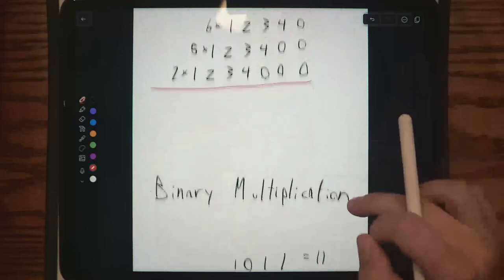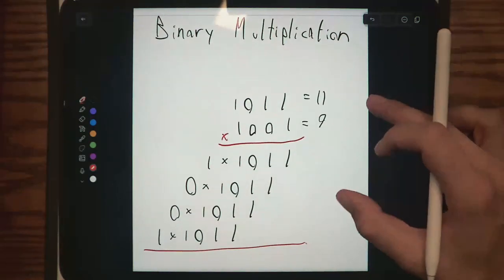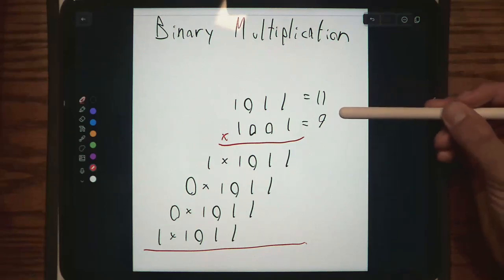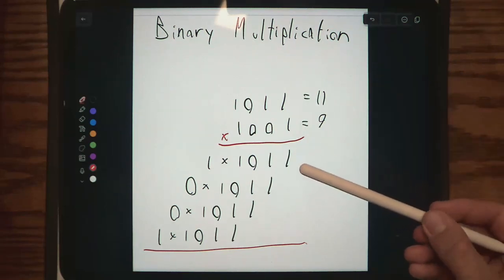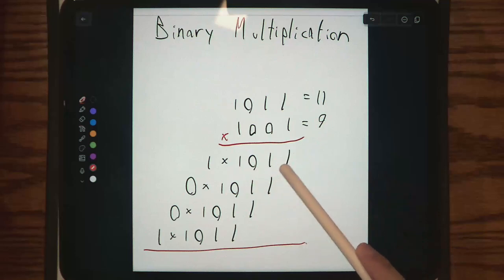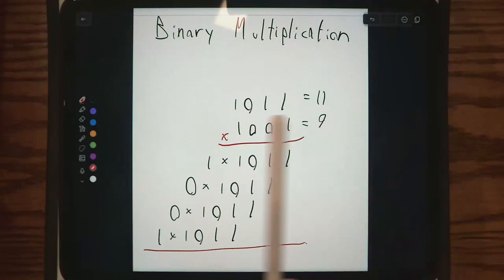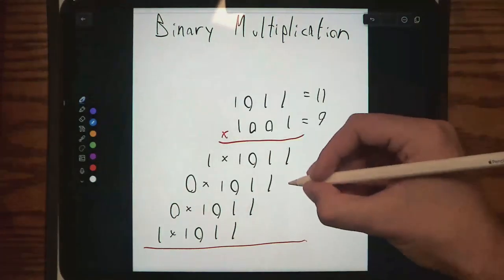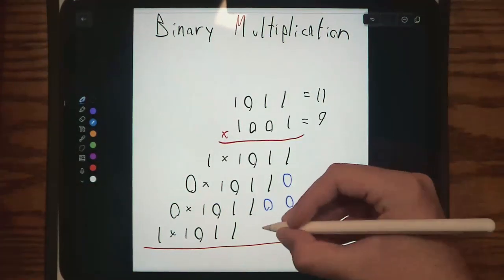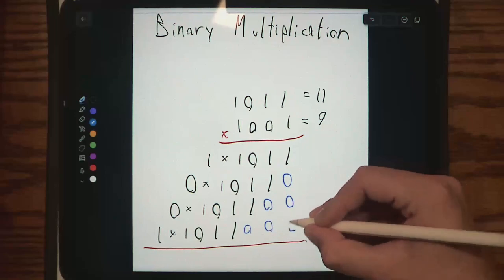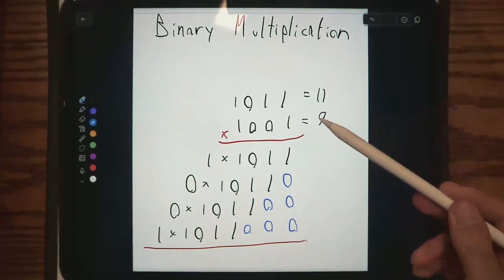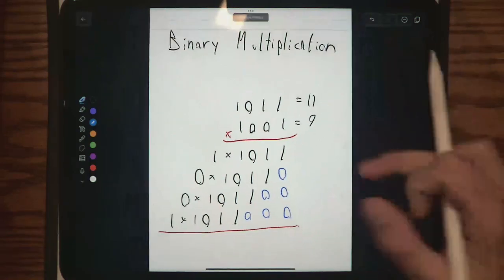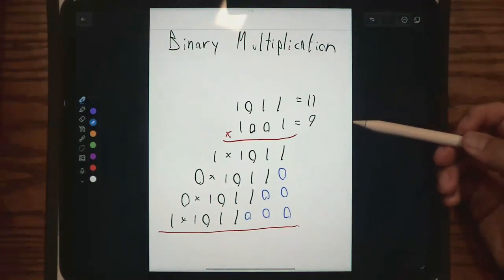So now here is binary multiplication. If we were trying to multiply the numbers 11 and 9, we can do the exact same thing, where we have this top number, 1, 0, 1, 1. The next row, we shift it over by 1, the next row by 2, and the next row by 3. Then we add all of these together, and that gives us our multiplied result. So let's walk through it.